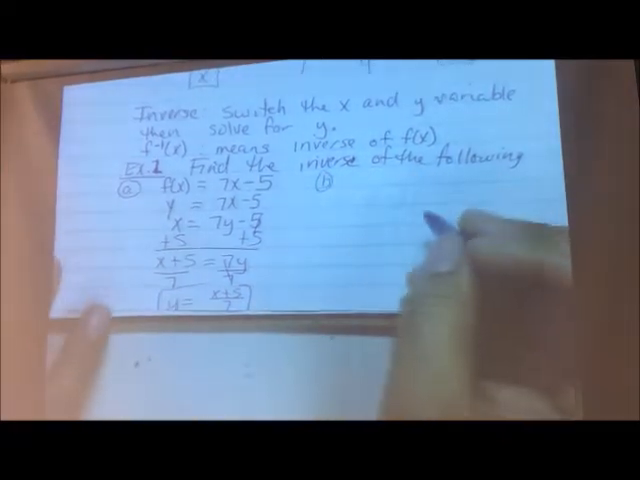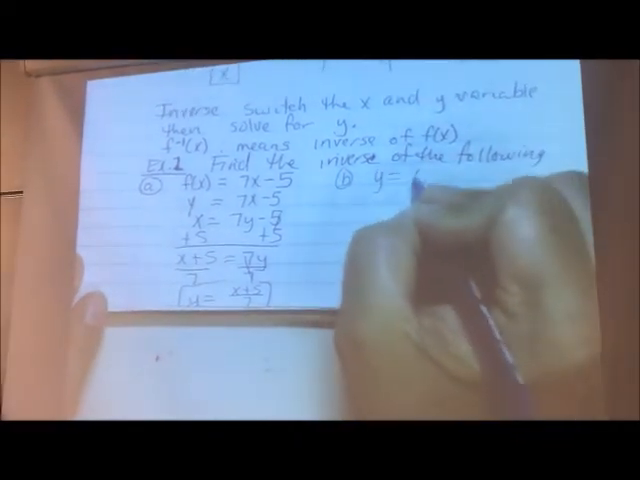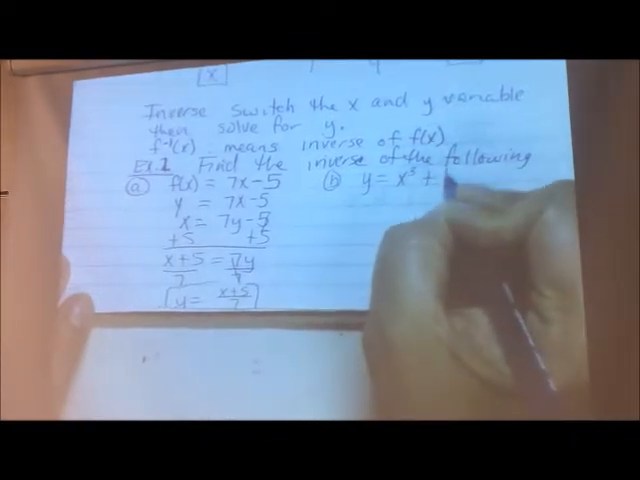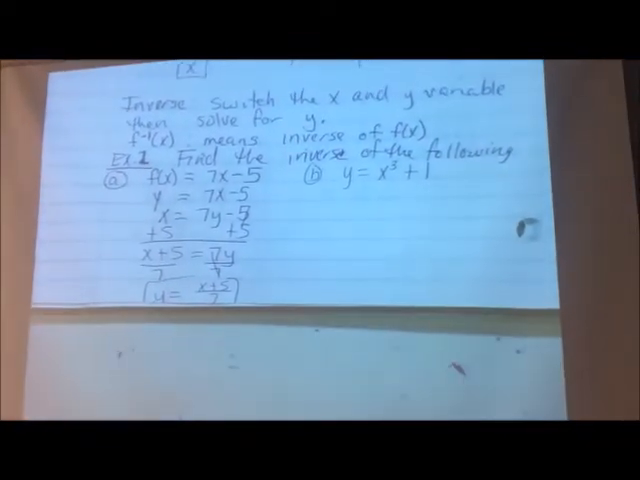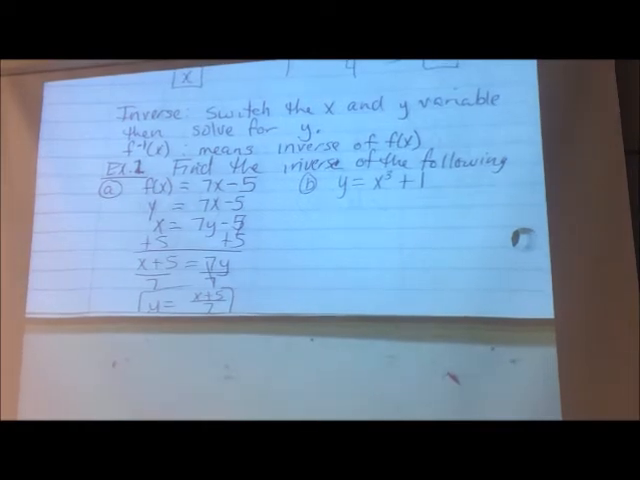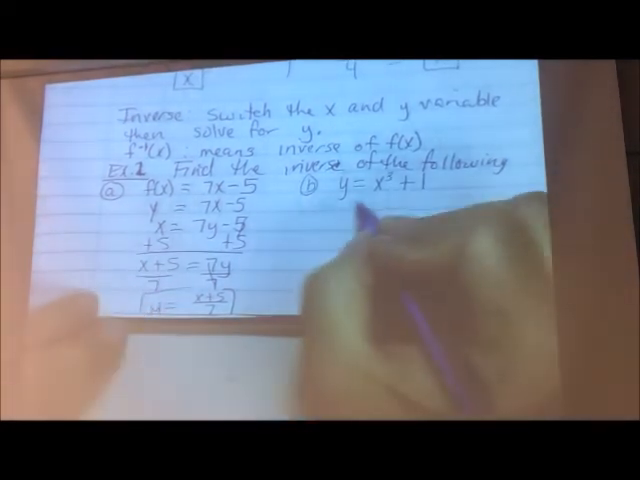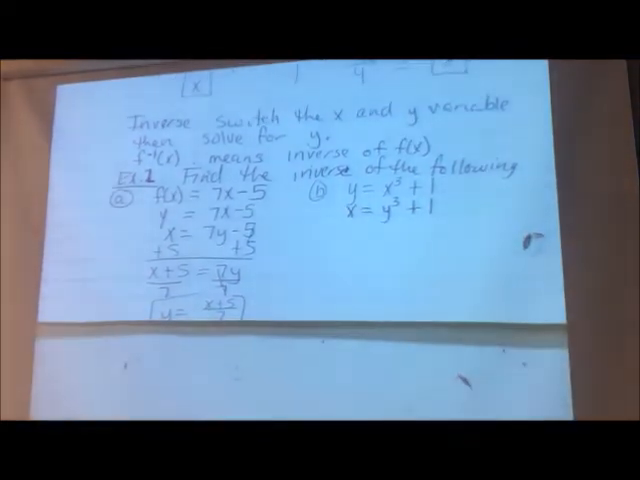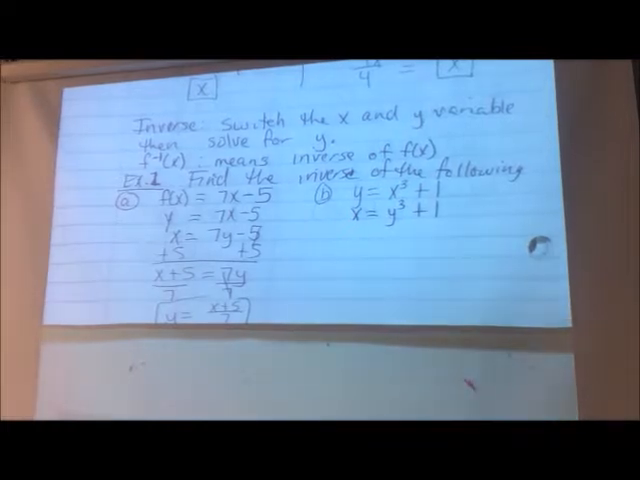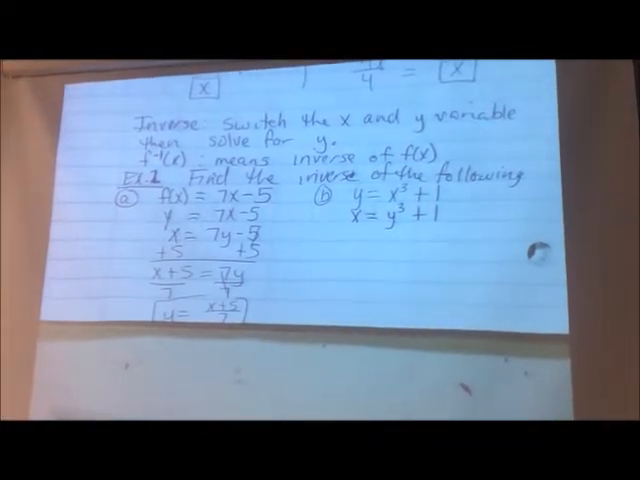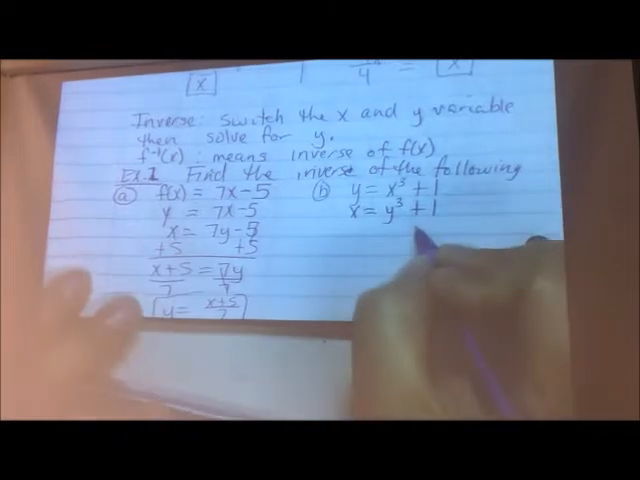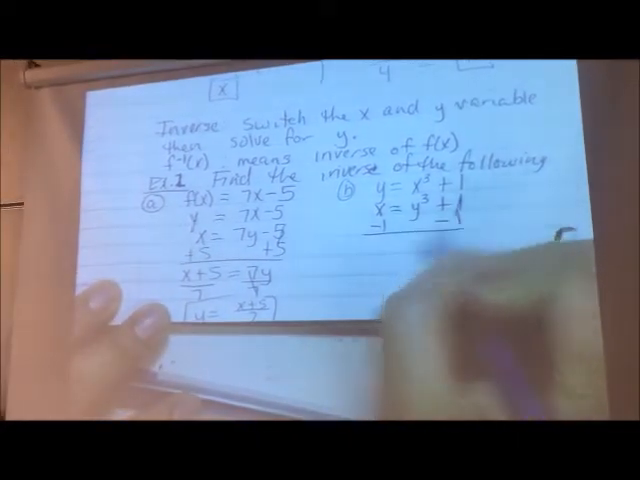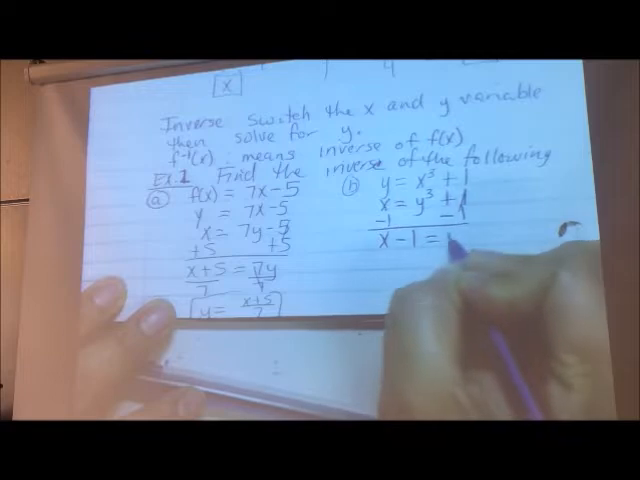Easy? Okay, so what would happen if I had something like this? y equals x cubed plus 1. So what's the first thing I have to do? Switch the x and y. So this becomes x equals y to the third plus 1. So I'm still solving for y. Who do I move first? The 1, so we subtract 1, so I end up with x minus 1 equals y cubed.